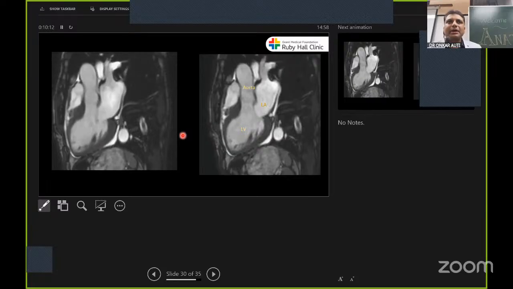On MR, you can assess LV function, in the sense of what is the volume of the LV, what is the stroke volume of the LV, and what is the end systolic volume in the LV. That entire thing you can assess on the cardiac MR.